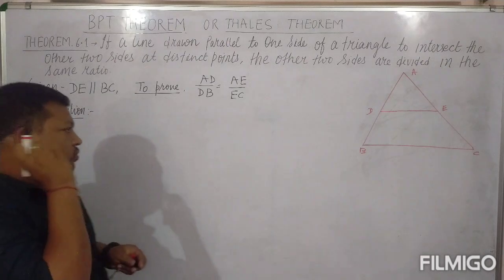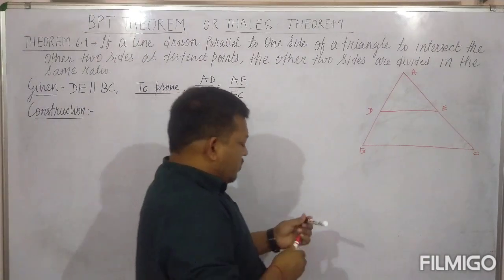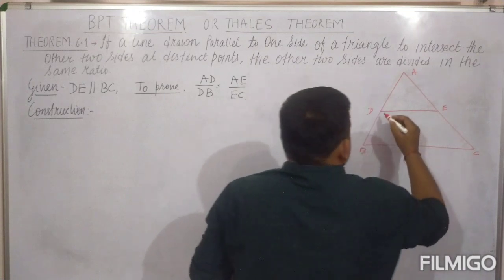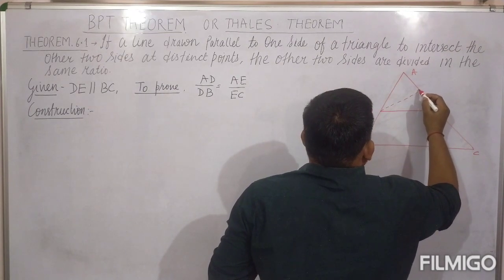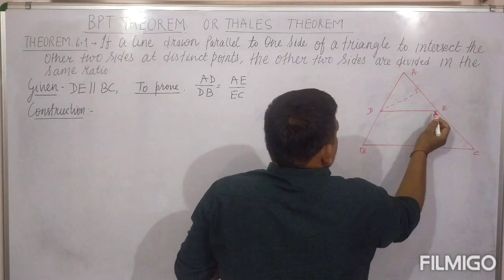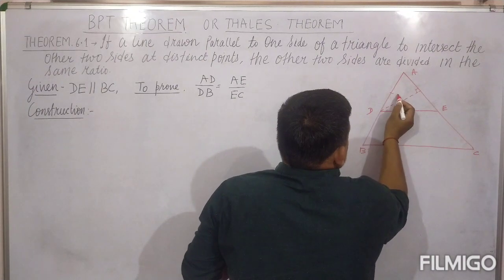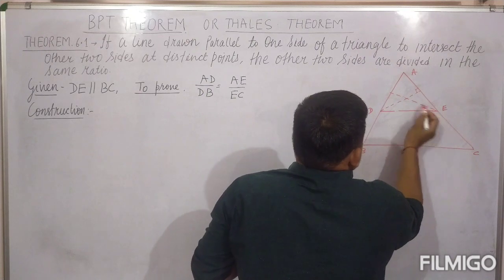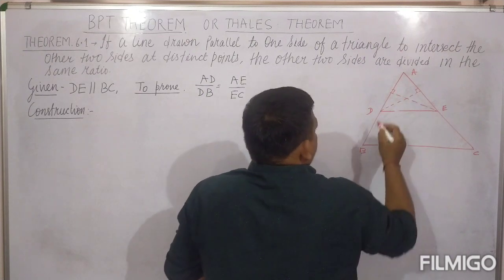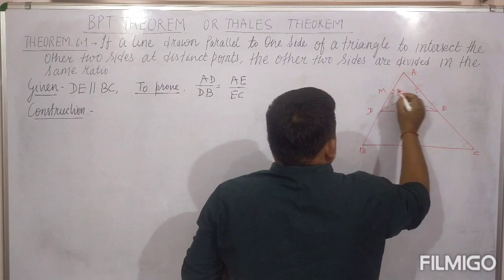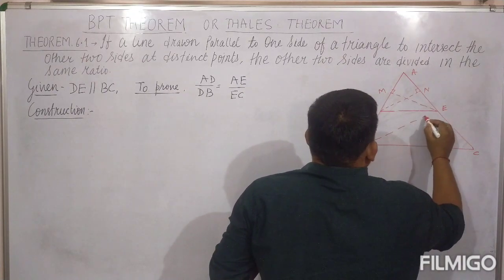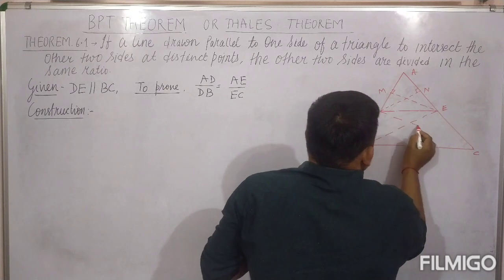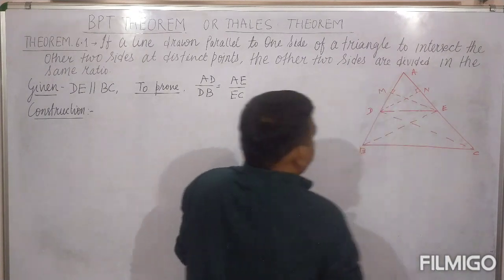What construction do we have to do? Draw a perpendicular on AE from the point D and on AD from the point E, like that. Name these points M and N. Also join BE and DC. This is the construction we have performed.